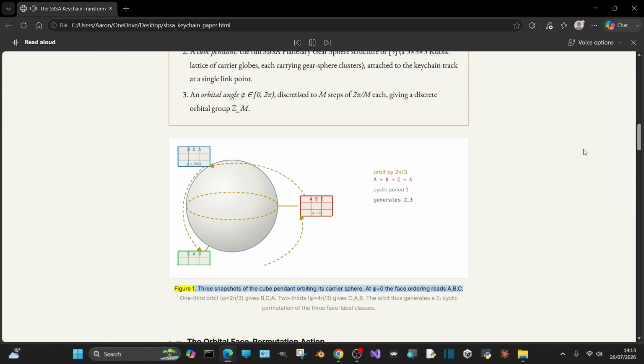Figure 1. Three snapshots of the cube pendant orbiting its carrier sphere. At phi equals 0 the face ordering reads A, B, C. At 1/3 orbit, phi equals 2π/3, it gives B, C, A. At 2/3, phi equals 4π/3, it gives C, A, B. The orbit thus generates a cyclic permutation of the three face label classes.